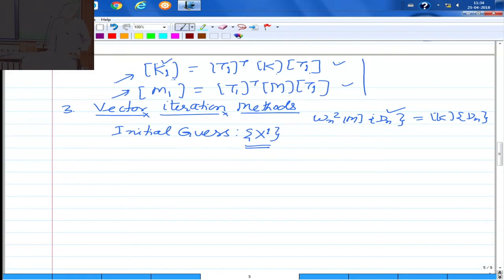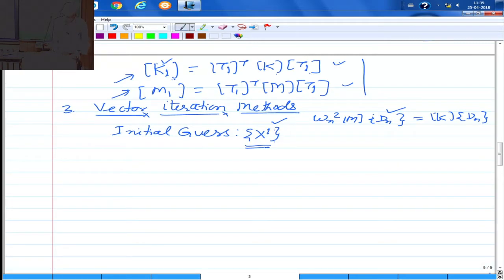But in this what we do, you start with an initial guess, and then you have to do iterations, because your initial guess can be any arbitrary vector, and finally through the iterations you will have to make it the same as one of these modes, either d1 or d2 or d3. So that's the basic idea here.